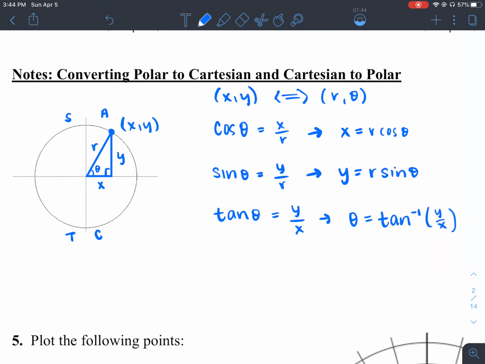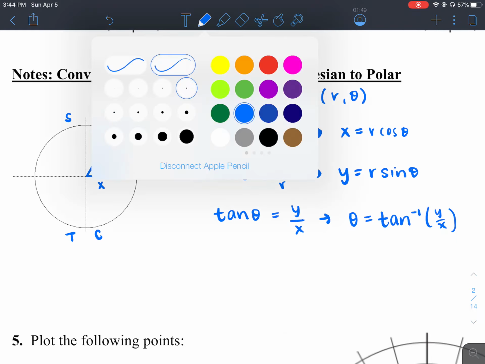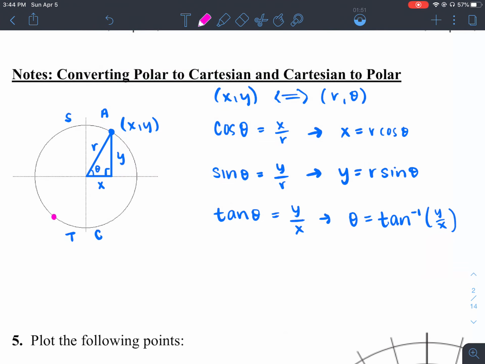Now you do need to be careful with which quadrant you're in. If you have a point down in the third quadrant, your calculator is going to spit out an angle value that's in your first quadrant because of how tangent inverse is defined, how it's restricted to the first and fourth quadrants. So you just have to be careful that when you do those conversions, you put yourself back in the correct quadrant.